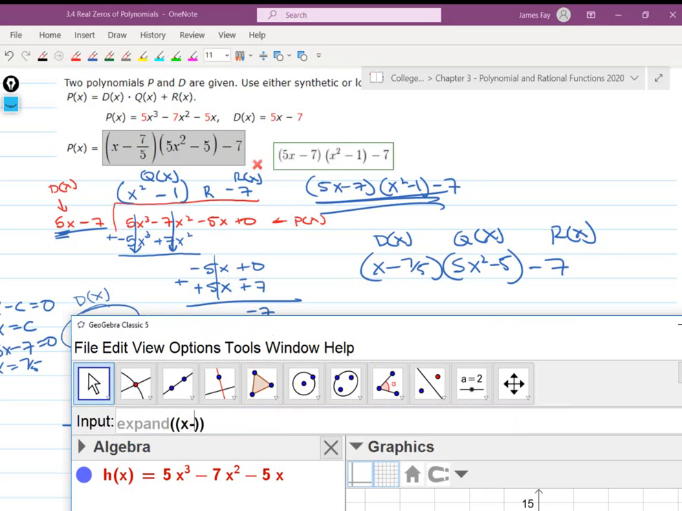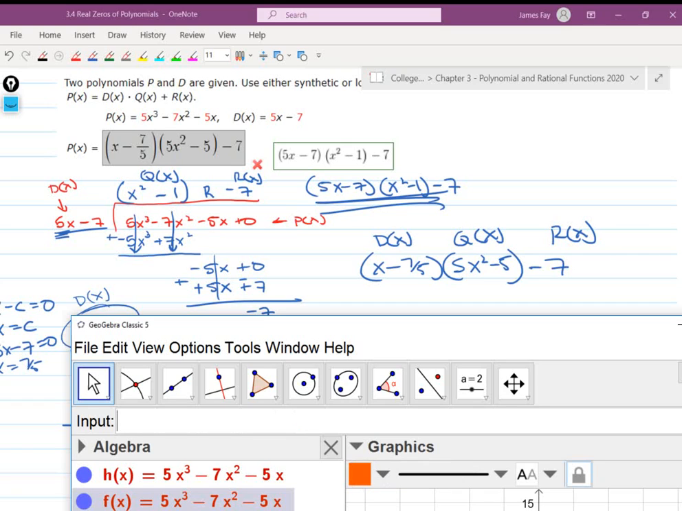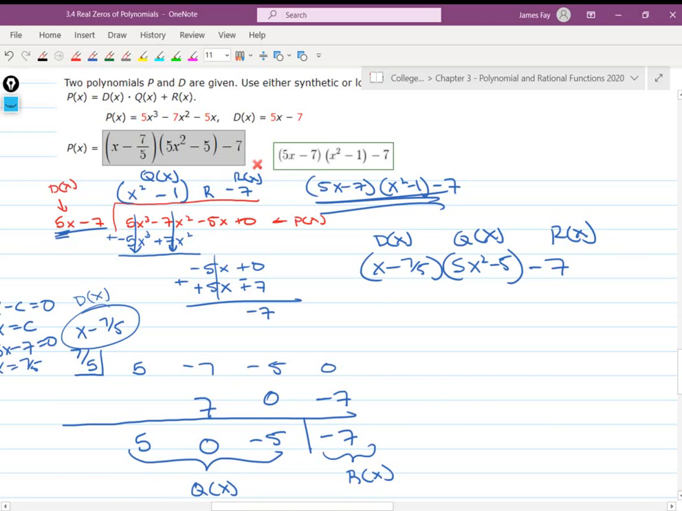If I ask it to expand the bottom one, the one we did through synthetic division, x minus 7/5, times 5x squared minus 5 minus 7, does it give me the same thing? Yes, it does. Why is it counting this one wrong? Because that's what they got typed in here, right? Why is it counting it wrong?